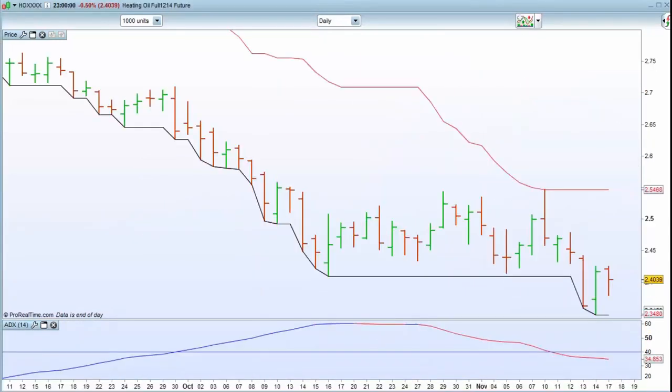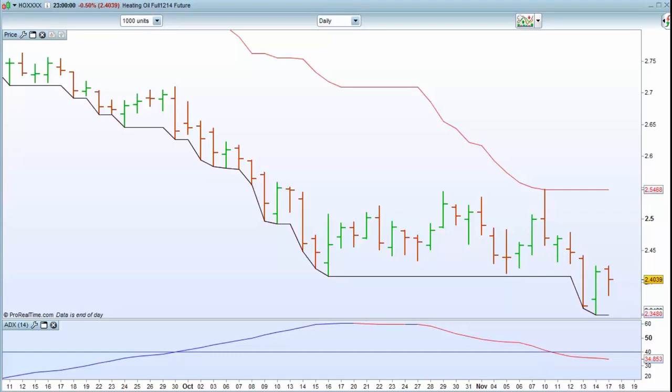Let's move on. Now we're going to look at the heating oil futures. So we've identified the market we're going to look at. You can either trade heating oil futures, for those of you in the United States, and for those of you outside of the United States, you can trade heating oil CFDs.